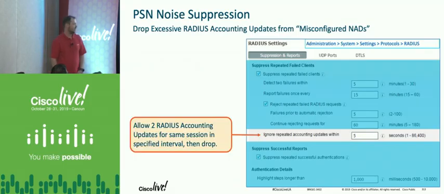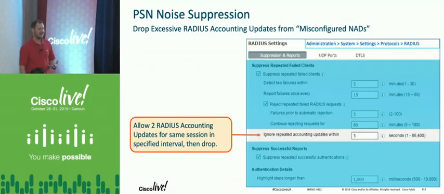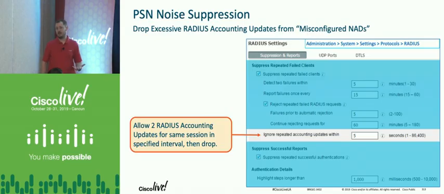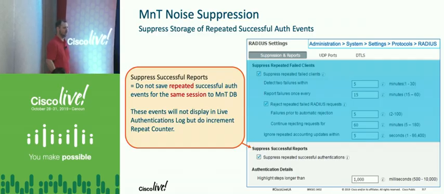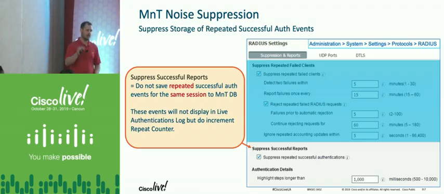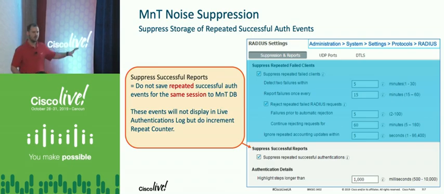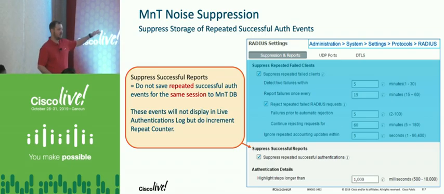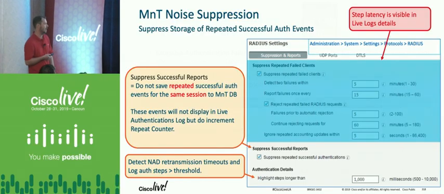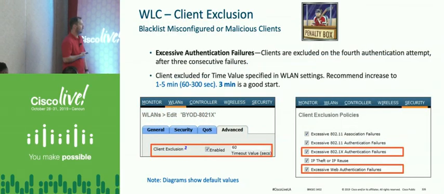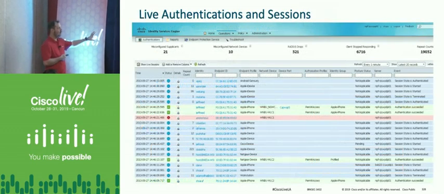Now the other thing is ignore repeated accounting requests. This actually helps us if the NAD is misconfigured. If it's still sending us too much data, we can actually ignore them for the same session. And then finally, same thing for successful authentications. Even if we do have our NADs tuned correctly, maybe I roam a lot, I'm in a hospital environment. This will actually allow me to use a counter versus having a new authentication and having to log that every single time. I mentioned client exclusion, how important that is.